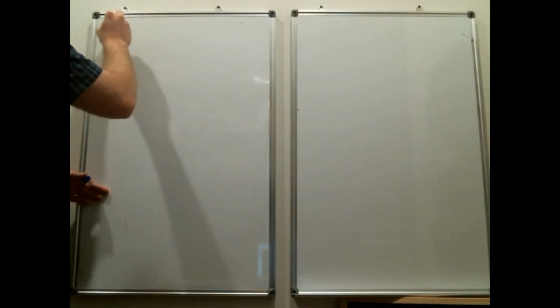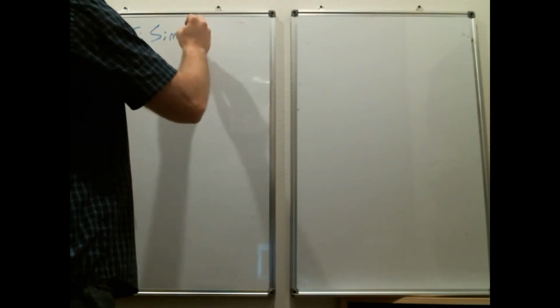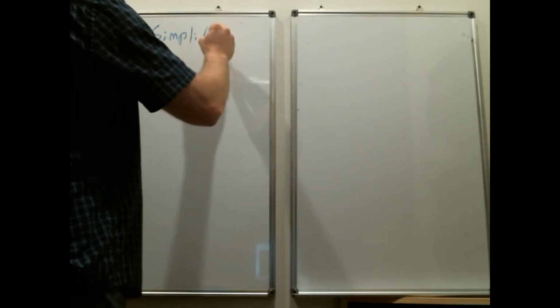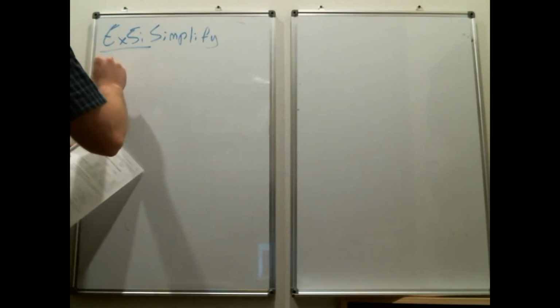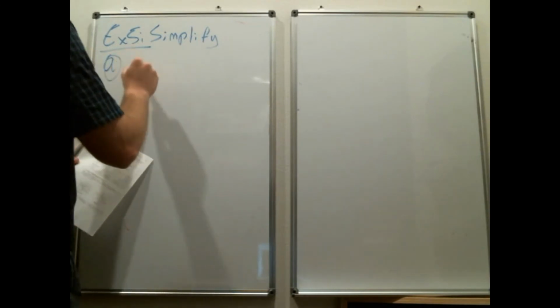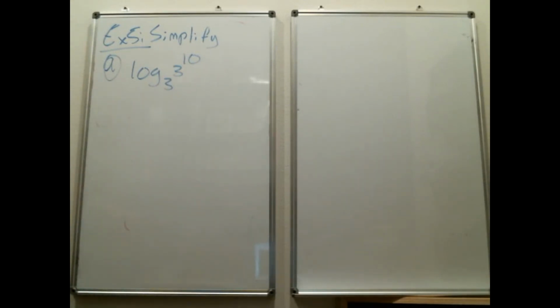Let's look at this. This is example 5, and we can call it simplify, evaluate, something along those lines. But here's part A. Log base 3 of 3 to the 10th power. So you could take a guess at what maybe the answer is going to be. Maybe you can get an idea already of the shortcuts here. But let's just work it out longhand, the way we've been doing it, and see what happens.